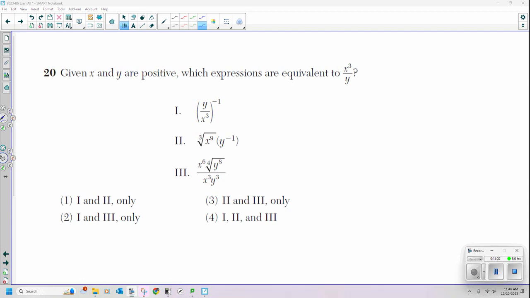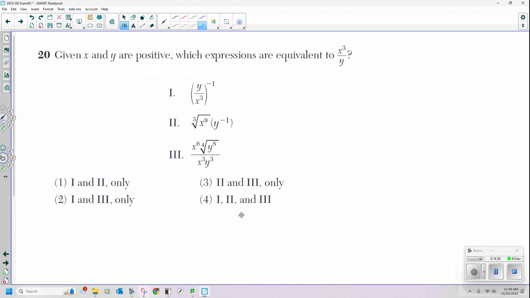Number 20. Given that x and y are positive, which expressions are equivalent to x cubed over y? Again, you know, this is overkill. All right, but it's just testing you on 2 things. Your ability to make radicals into exponents, and then your math with exponents. What do I mean? Okay, let's look at the first one here.